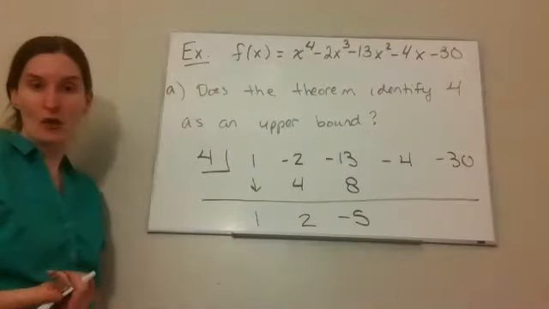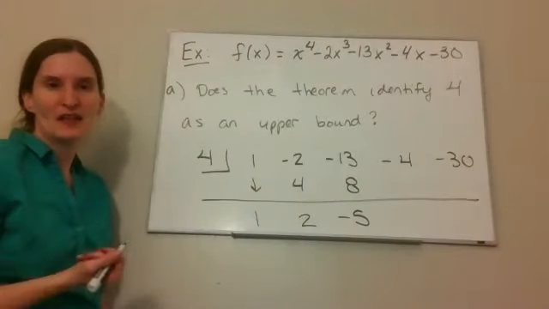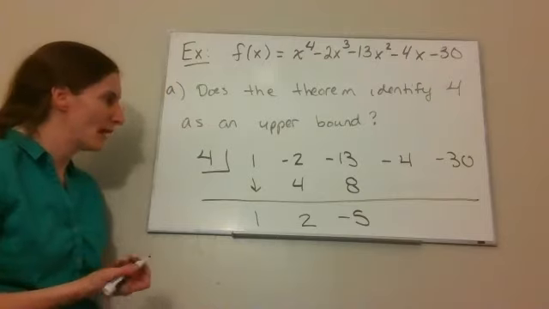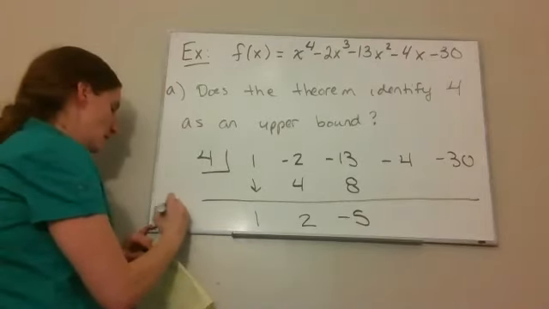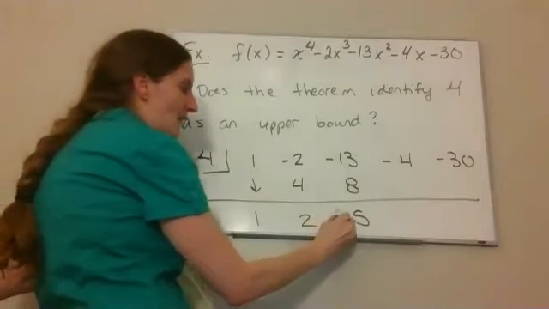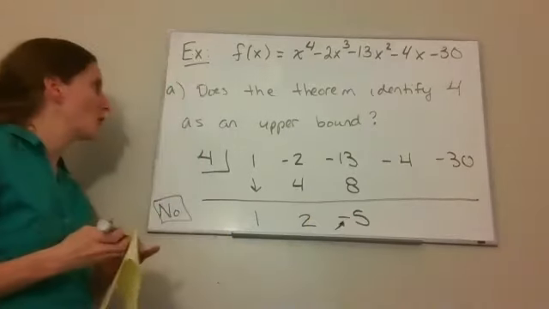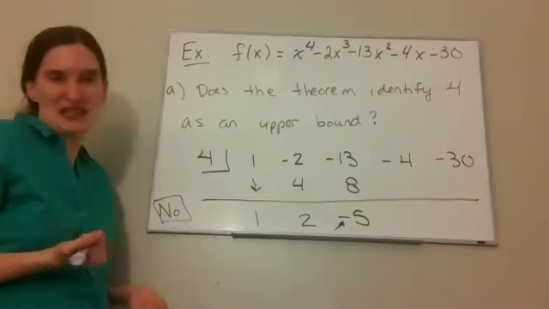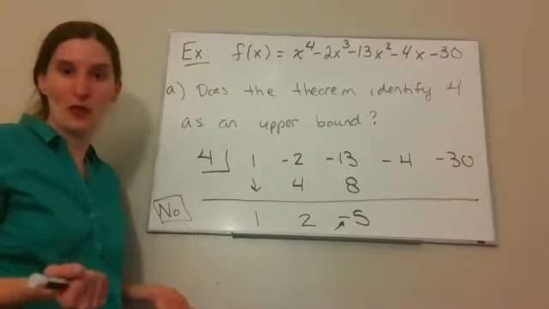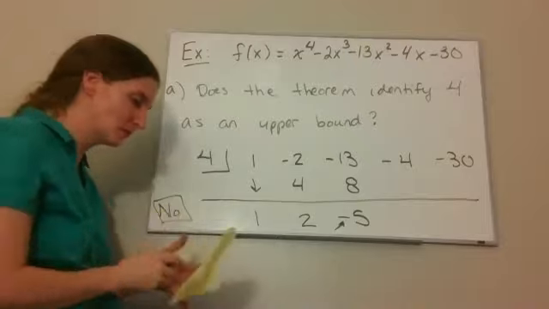I already know from that point that this is not going to be an upper bound, because I got this negative right here. I don't even have to finish up the rest of it. I already know that 4 is not guaranteed to be an upper bound for my real zeros.